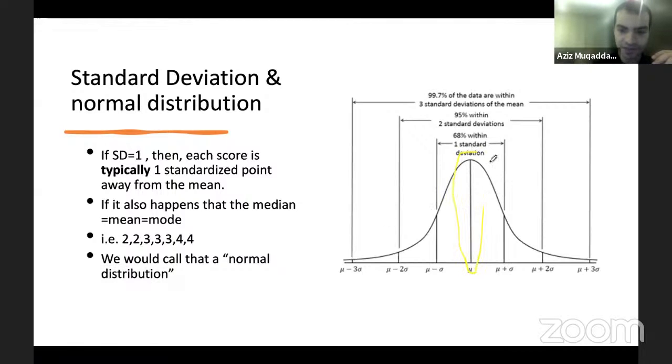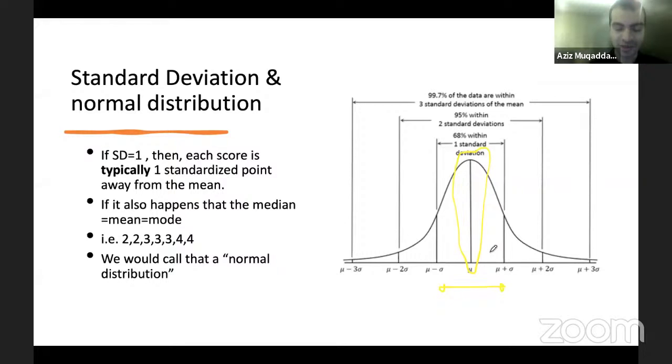This is the mean right here, right? And so 68% of the scores would fall in this range. Here, that's 68% within one standard deviation. Then it also says 95% of all the cases should fall within 2 standard deviations.